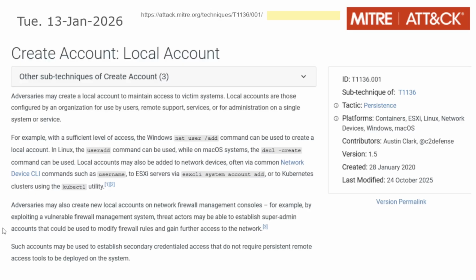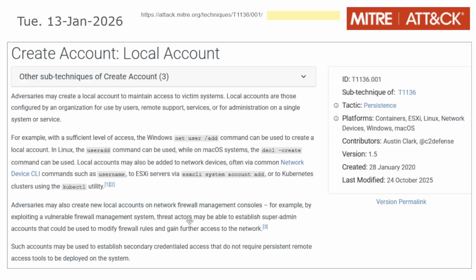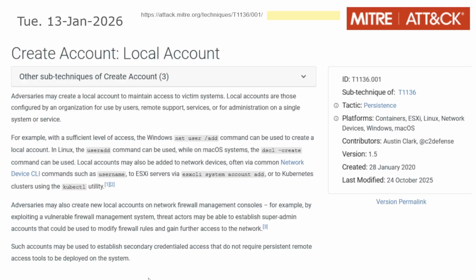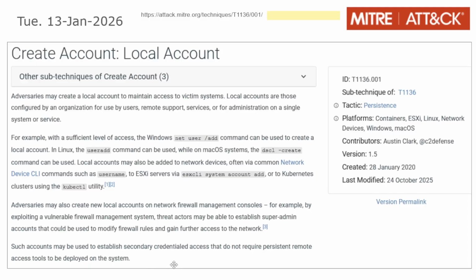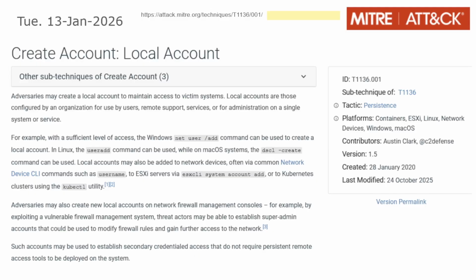Adversaries may also create new local accounts on network firewall management consoles. Yes, and then they add rules, exceptions, and then they laterally move wherever they want. Such accounts may be used to establish secondary credentialed access that does not require persistent remote access tools to be deployed on the system. That is the difficult sentence. It's credentialed access, so you can access the system wherever you need.